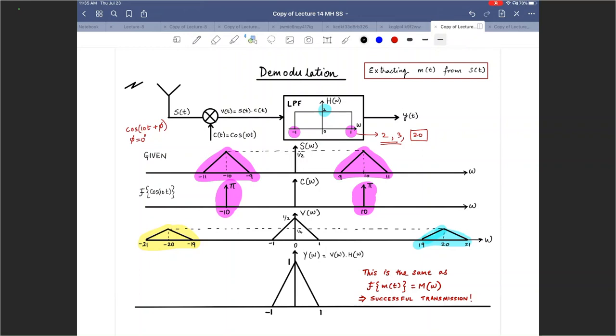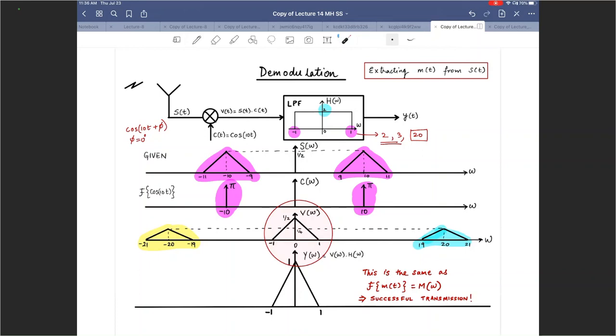That's the one that I'm interested in, right? That's the one that I want to get, because that's the message, the triangle. So when I pass it through H of omega here with a gain of 2, with an amplitude of 2 for the frequency response, that half gets multiplied by 2 to get a 1 there. And minus 1 to 1 is coming from V of omega. This is exactly the same as the Fourier transform of the message, which means that we were able to transmit things successfully.